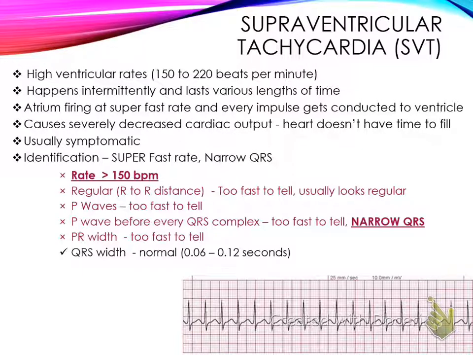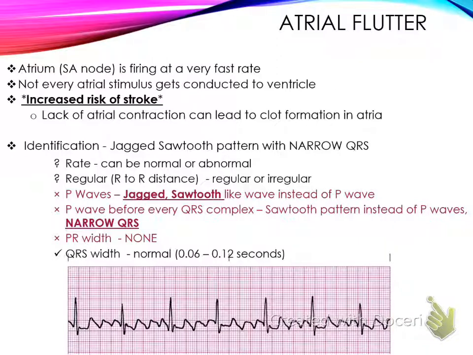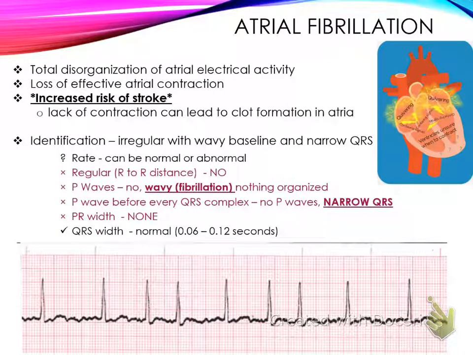Okay? So AFib, is this AFib or A-flutter? It's a flutter because it's got a sawtooth pattern. I like to think of them as little butterfly wings just fluttering around. Wavy baseline, atrial fibrillation, and it's always irregular. AFib's always irregular. It's just random.